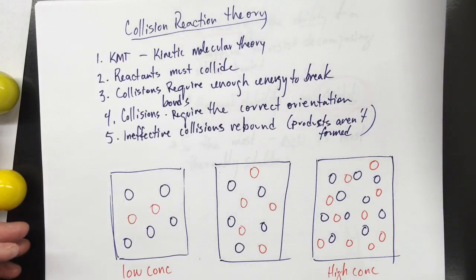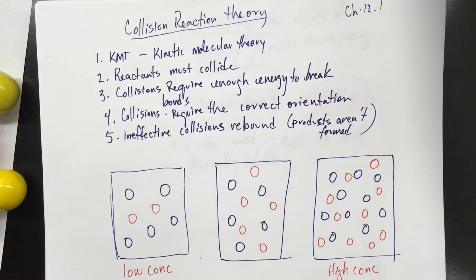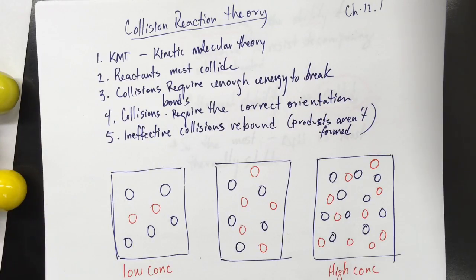This is a quick video just trying to get at the idea of collision reaction theory. This is in chapter 12.1 where they go over that concept. So collision reaction theory explains what's happening to the atoms and the molecules and the bonds in the reaction and why some reactions work and some reactions don't. It helps us explain the concept of catalysts and activation energy. So there'll be another video about those things in a little bit.